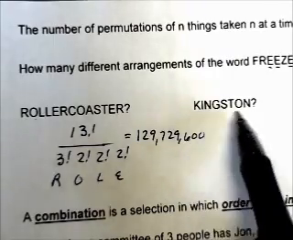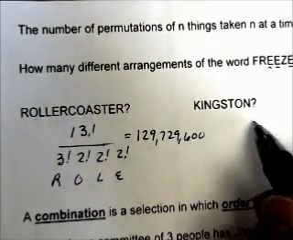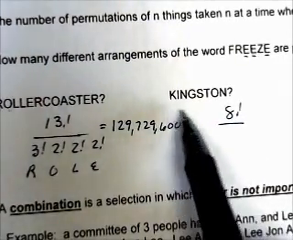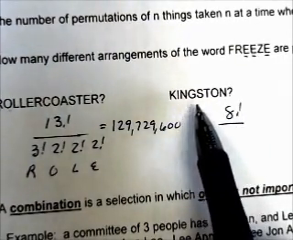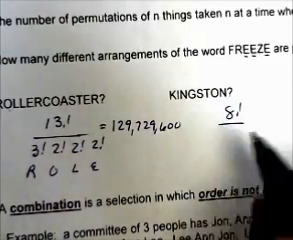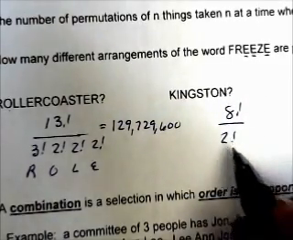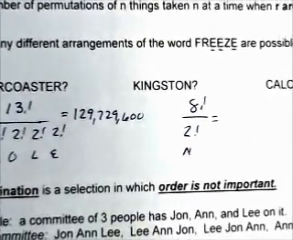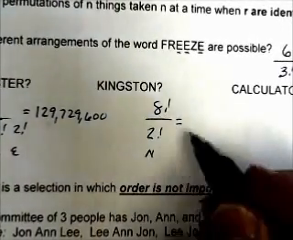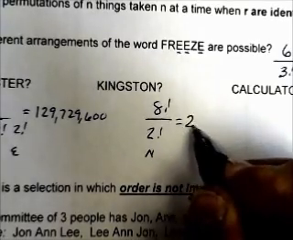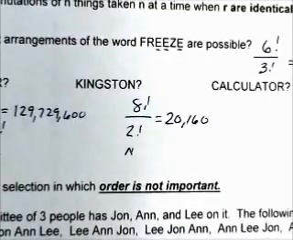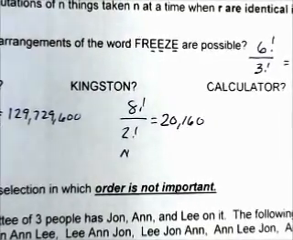Kingston. Kingston has 8 letters, so that would be 8 factorial divided by, does anything repeat? Yes, it has 2 N's, so divided by 2 factorial for the N's. 8 factorial divided by 2 factorial. I'm going to save the time putting into the calculator and tell you that it comes out to be 20,160. Just 8 factorial divided by 2.